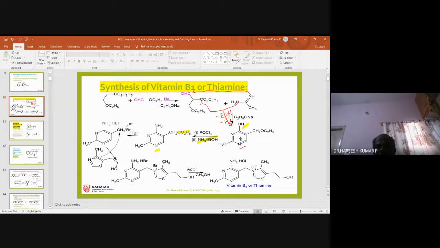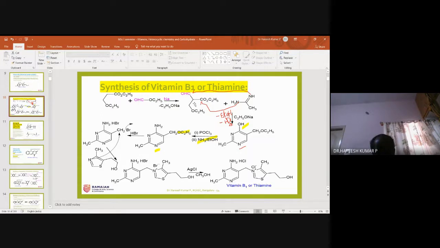How is this obtained? There will be a new bond formation between this carbon and this carbon. Ethanol will be the leaving group. When this attacks the carbonyl group, OEt picks up this proton and goes out as ethanol. Similarly, there will be a new bond formation between this nitrogen and this carbon, and this aldehyde will get converted into alcohol.